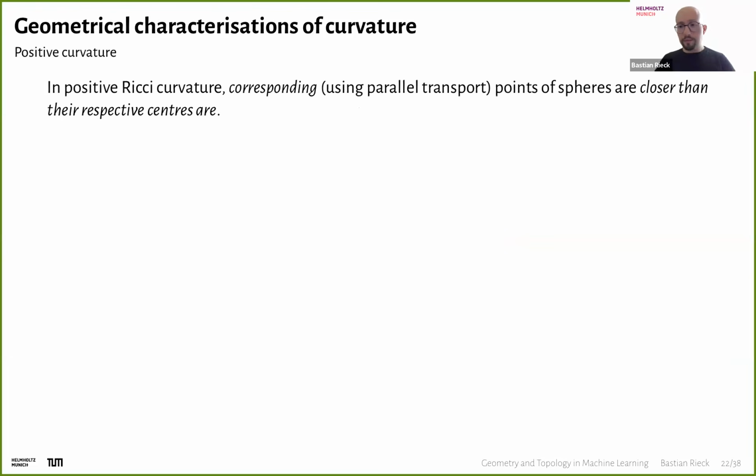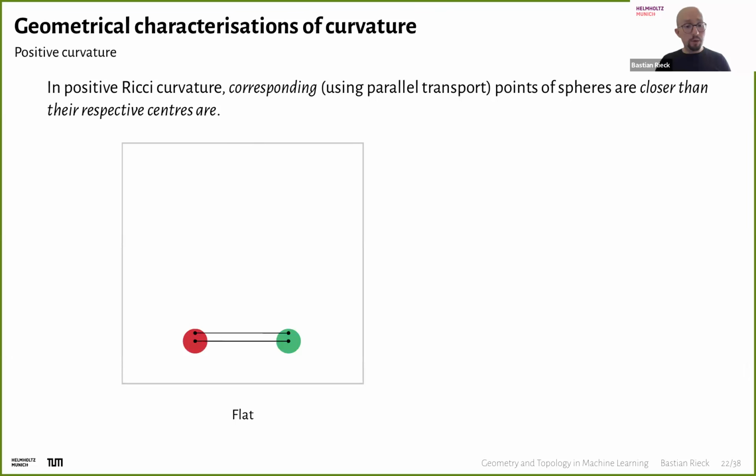Now, positive curvature, on the other hand, this is I think the thing we should care about the most for various reasons that will become clear subsequently, is that in positive curvature, or rather I should say in positive Ricci curvature, if you have corresponding points or spheres, then they are closer than their respective centers are. So corresponding meaning that you do parallel transport. I don't want to go into the specifics here, but I do want to show you an intuitive view of this problem.